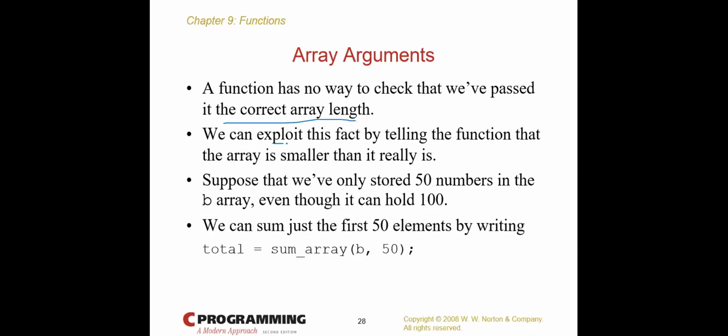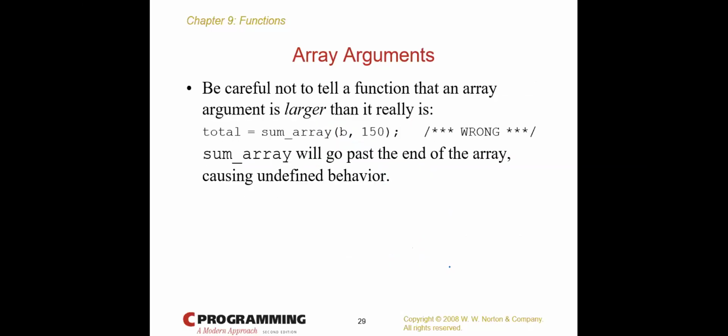In fact, we can exploit this fact by telling the function that an array is smaller than the array really is. So let's assume that you have an array of size 100, but we have put only 50 items in it. It means we can tell the compiler, forget about that array size. It is size 50. And the function will believe us and will use only the first 50 spaces. This way we will avoid having a problem with trying to read what is in, like, location 51, because what is there is garbage.